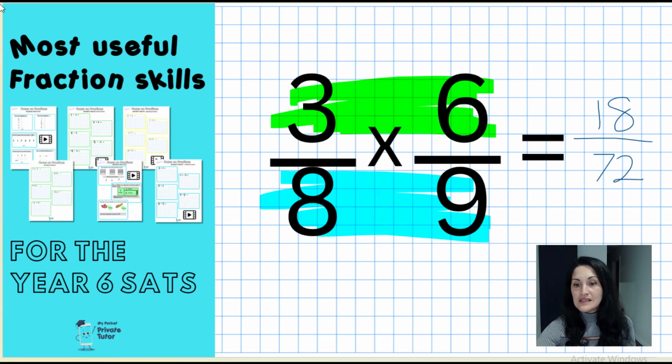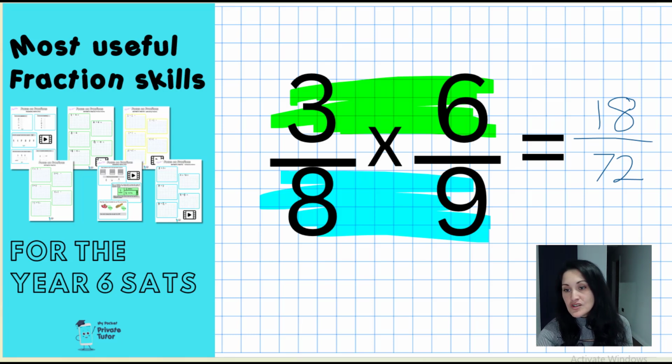Now this can be simplified. You don't always have to simplify your fractions, if it doesn't tell you to. What can happen though is if this is the correct answer and then you simplify it and you get the wrong answer when you simplify it, you lose marks. So if you're not very comfortable with that and it doesn't ask you to do it, just leave it like that.